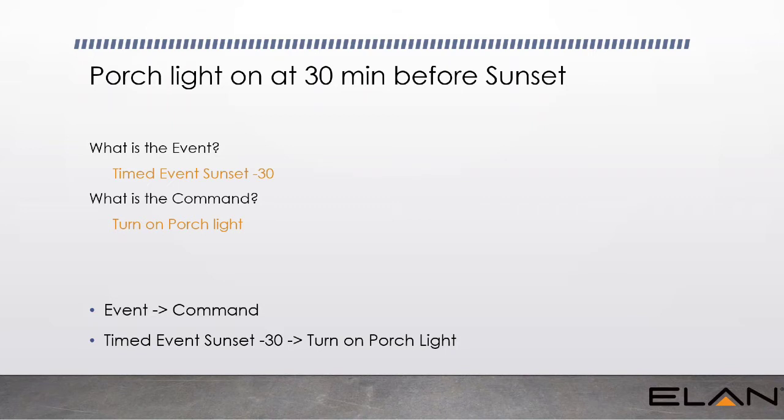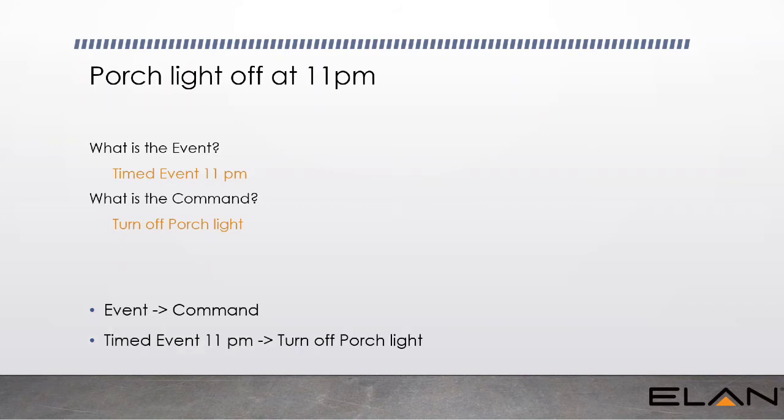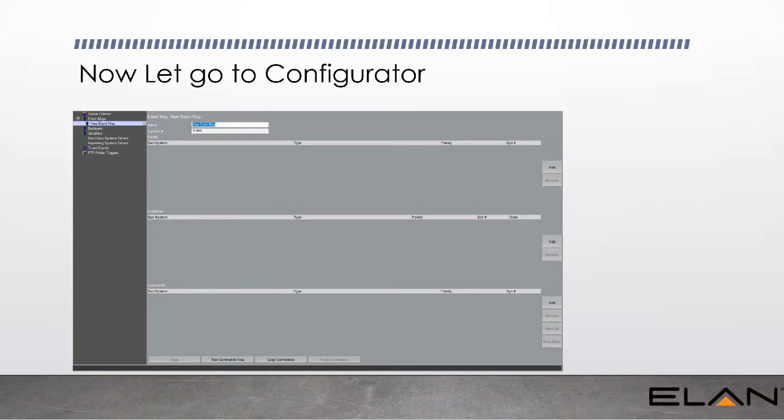And if we do an event map to turn a porch light on, we have to do an event map to turn a porch light off. So, porch light off at 11 p.m. What is the event? Timed event, 11 p.m. What is the command? Turn off porch light. Or my other way of looking at it, event to command, timed event, 11 p.m., turn off porch light. Now let's go to configurator.